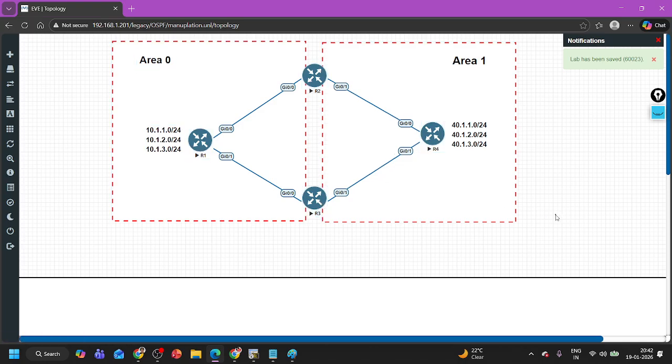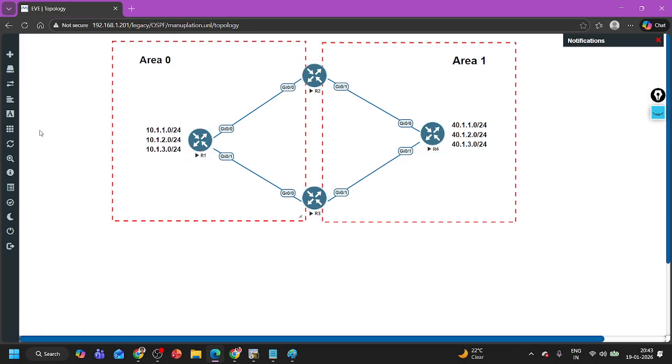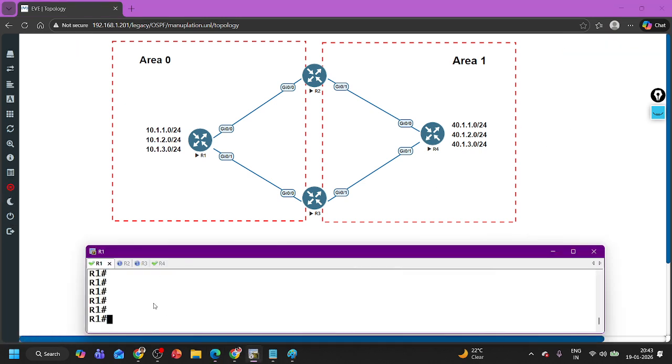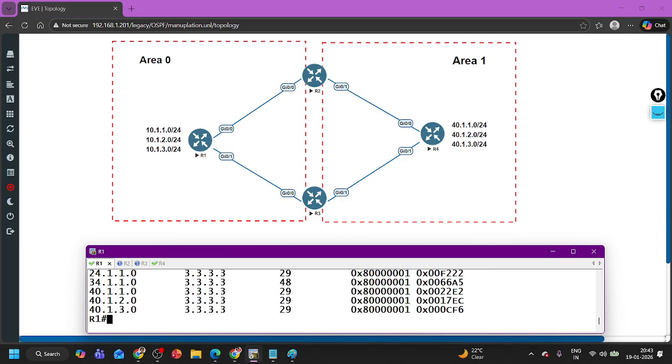There are two types of LSA: LSA 1 and LSA 3. Now let me take you to R1 and show IP OSPF database.